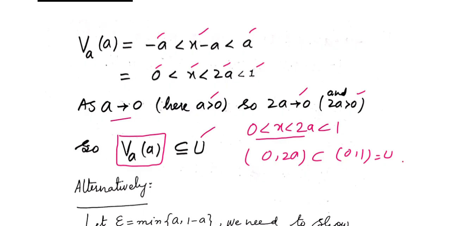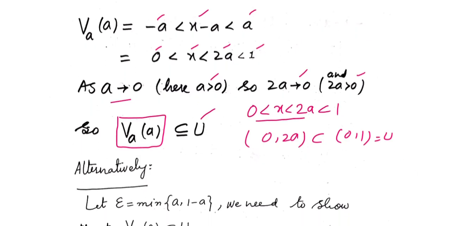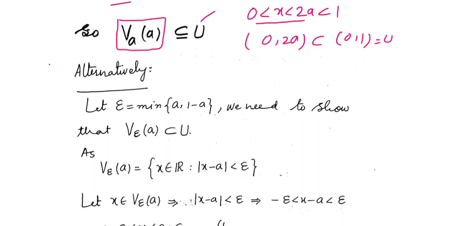Next, this is method number 2, and I will prefer that you use this approach in your exam. Let epsilon be the minimum of a and 1 minus a. We need to show that the epsilon neighborhood of a is a subset of u.